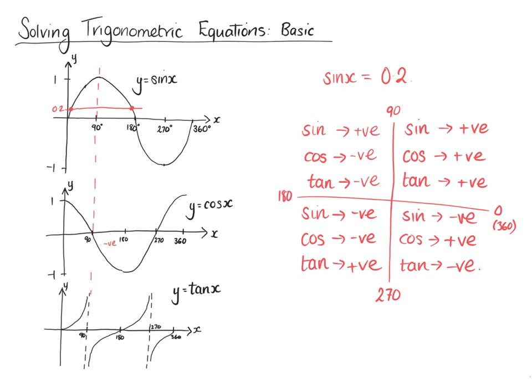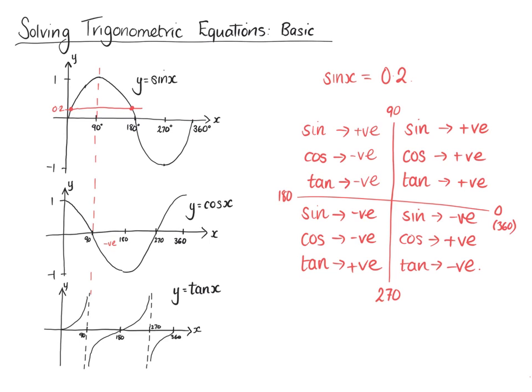Right, so how does this actually help us? Once we find our solutions, there's things we can do. It's to do with the unit circle, and I'll show that in a second. But this is going to help us for our solutions, because when we get sine x equals 0.2, we can tell where we're going to get answers. If sine is positive, we're going to get an answer there.